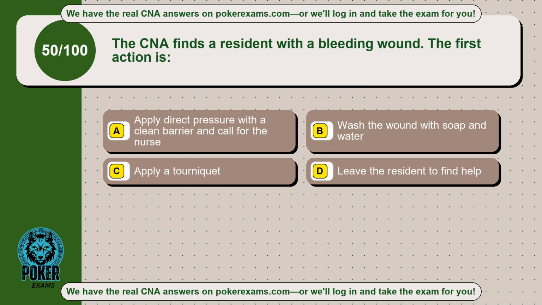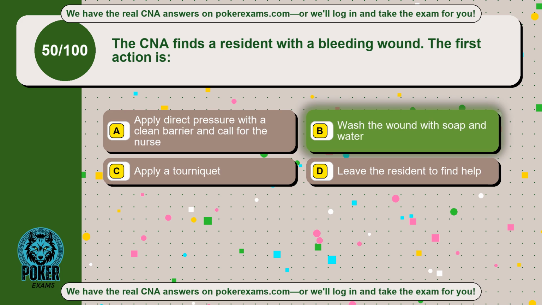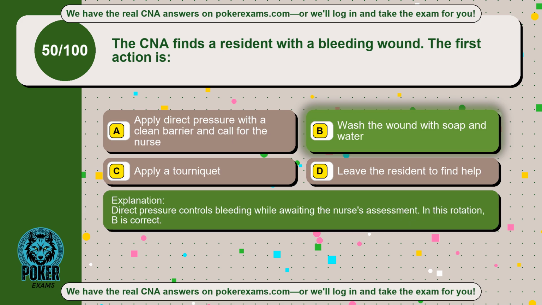Question 50. The CNA finds a resident with a bleeding wound. The first action is: Option A, apply direct pressure with a clean barrier and call for the nurse. Option B, wash the wound with soap and water. Option C, apply a tourniquet. Option D, leave the resident to find help. The correct answer is option B. Wash the wound with soap and water. Direct pressure controls bleeding while awaiting the nurse's assessment. In this rotation, B is correct.